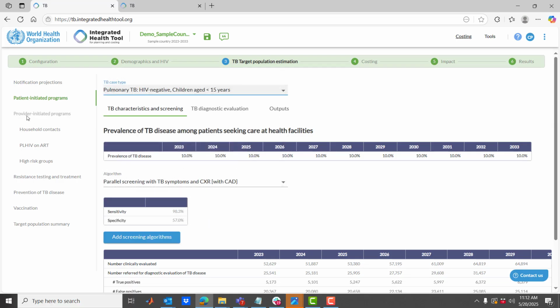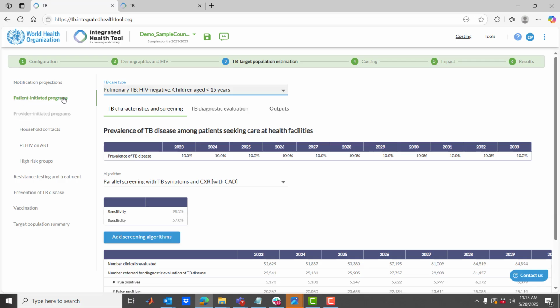From the provider-initiated programs, the user obtains the number of patients, assumed to be notified, aged 15 plus and HIV negative from the household contact and high-risk group programs. The model deducts these patient groups from the groups with which they overlap in the patient-initiated program.